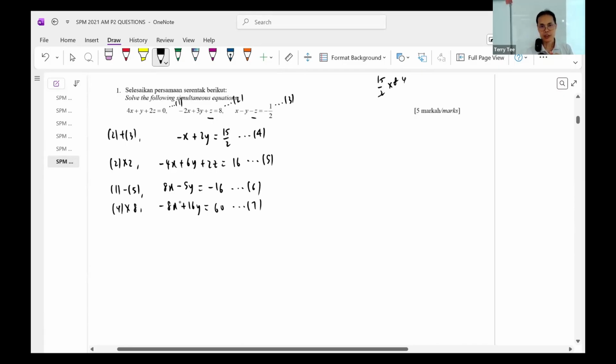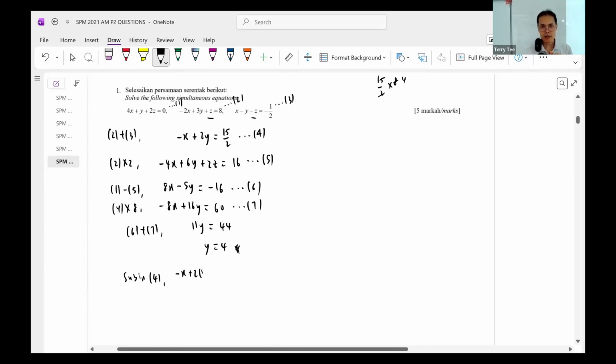So from here, we can add them up, right? So what do you get here? Equation number 6 plus 7, you get 0. This is 11y. This will be 44, right? 44 divided by 11, y is 4. Then you sub inside an equation. Which equation would you want to use? Equation 1 also can, equation 2 also can. But I think I take equation 4.